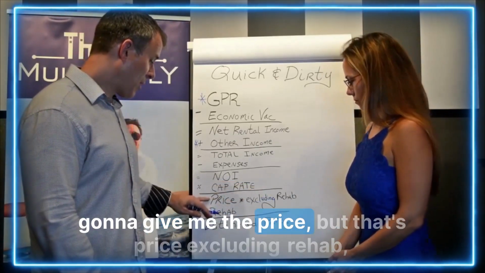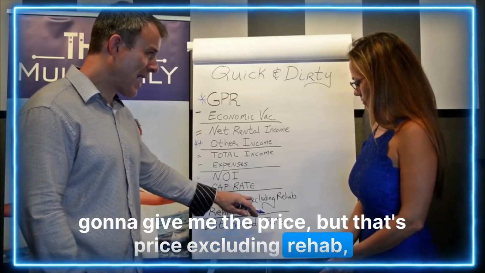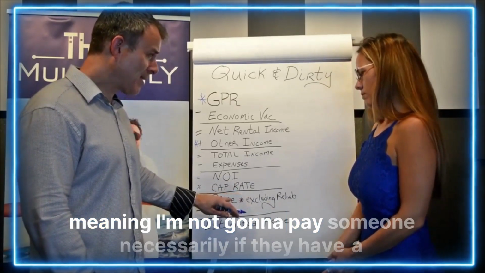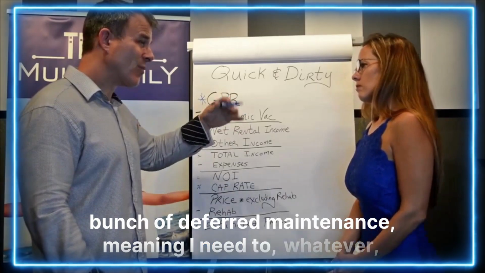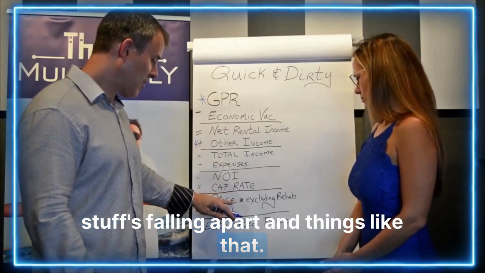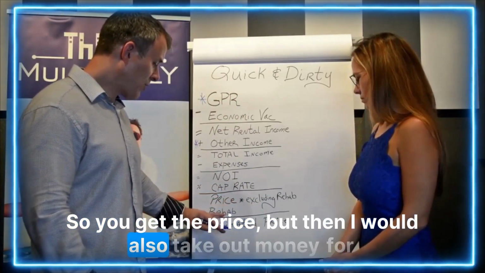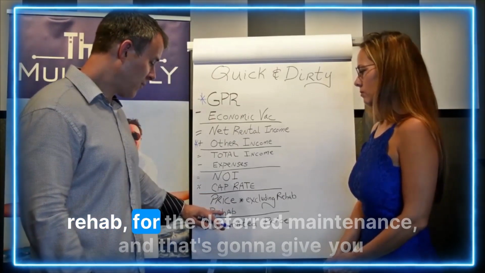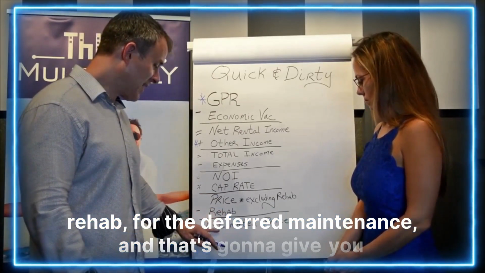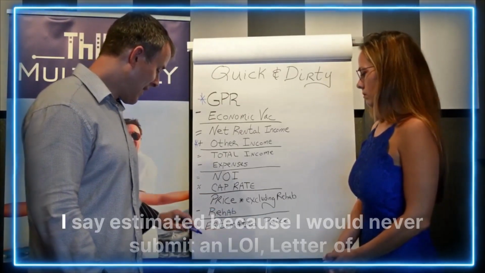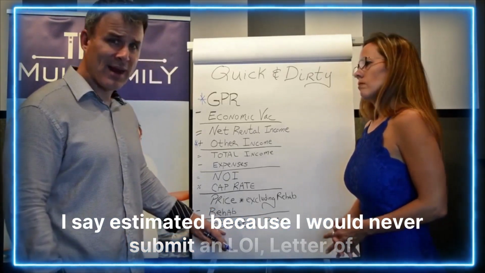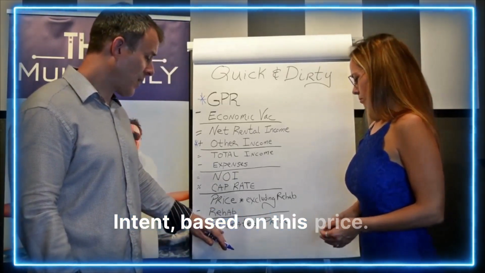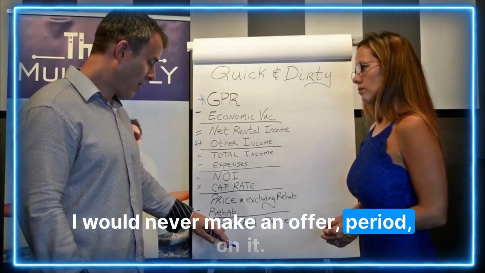And that's going to give me their price, but that's price excluding rehab, meaning I'm not going to pay someone necessarily if they have to budget deferred maintenance, meaning stuff's falling apart and things like that. So you get the price, but then I would also take out money for rehab, for that deferred maintenance, and that's going to give you estimated price. I say estimated because I would never submit an LOI, letter of intent, based on this price. I would never make an offer, period, on it.